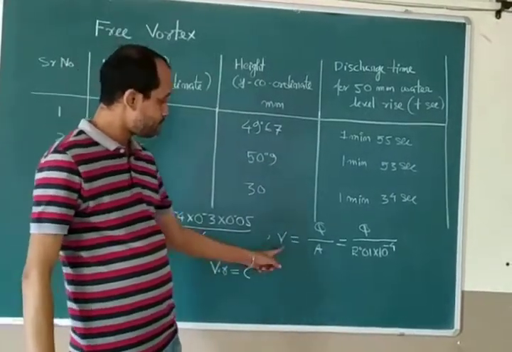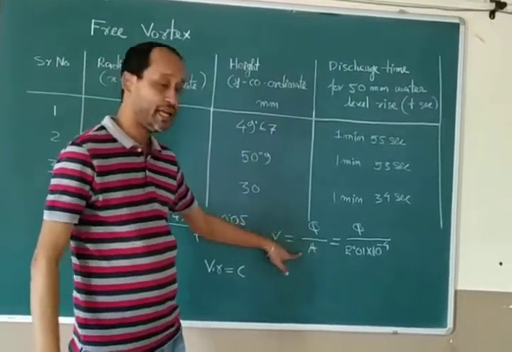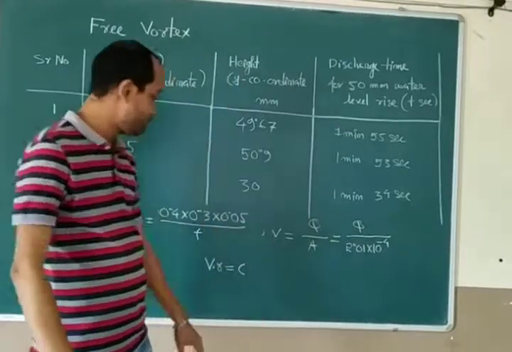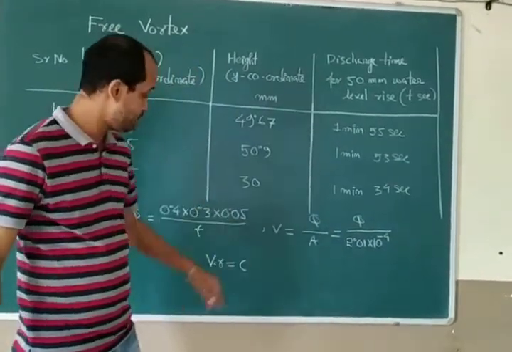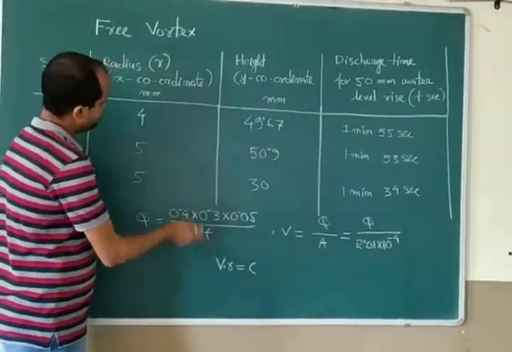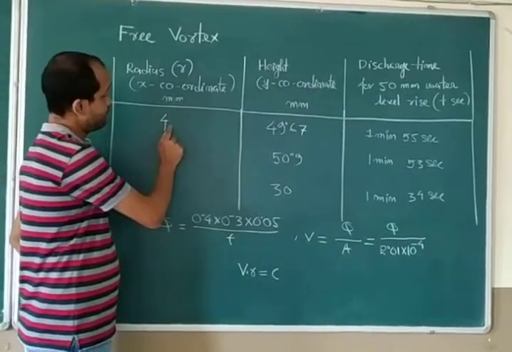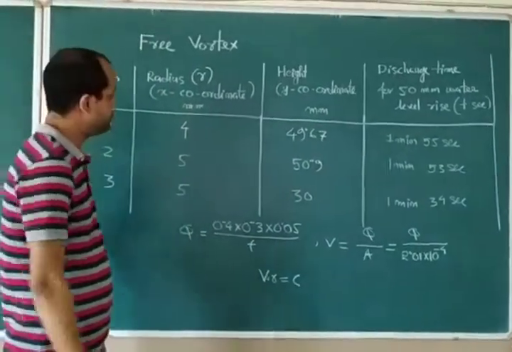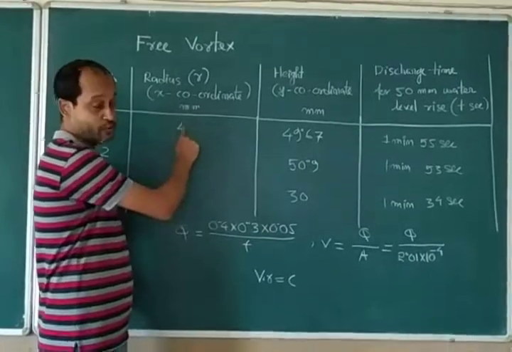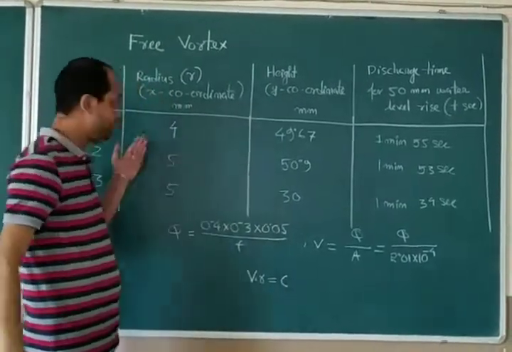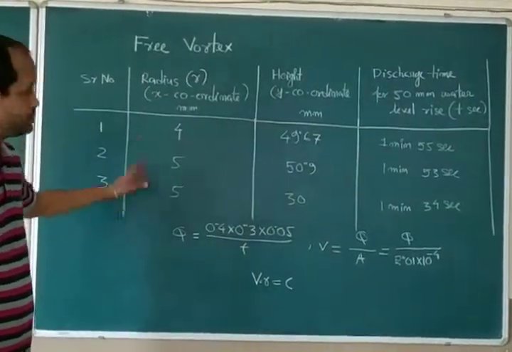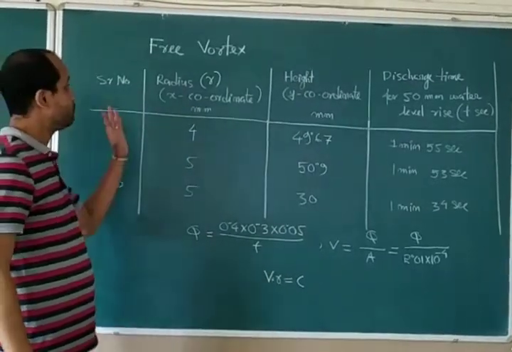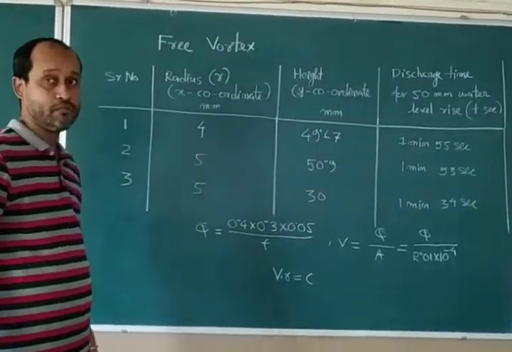After that you will get the velocity, Q by area. The area is already given. After finding out the velocity, V into this radius, which you have to convert into meters, you will get C. Like that you will get 3 readings. So this is all about your free vortex. I hope you will understand.